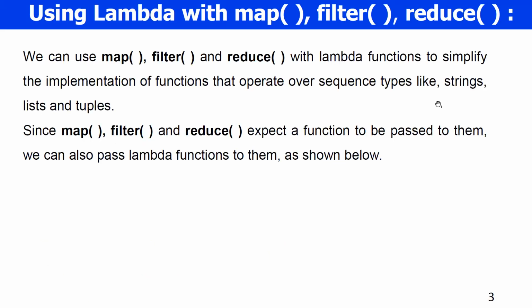We can use map, filter, and reduce with lambda functions to simplify the implementation of functions that operate over sequence types like strings, lists, and tuples. Because map, filter, and reduce functions expect a function to be passed to them, we can also pass lambda functions to them, as given in the examples.